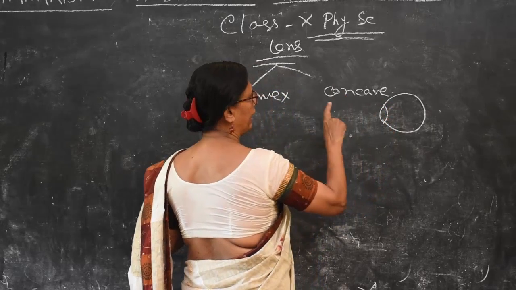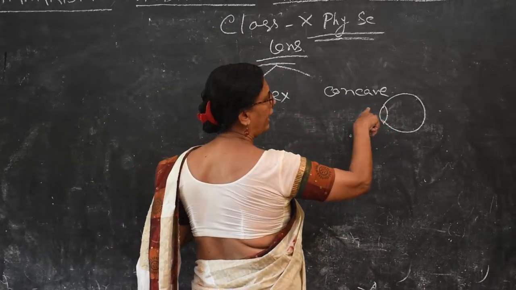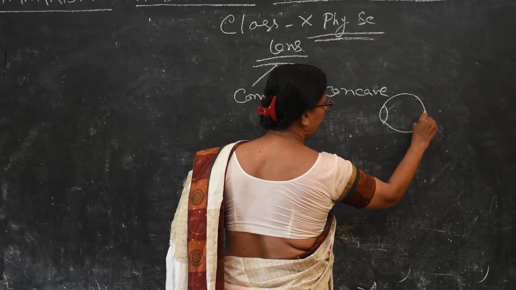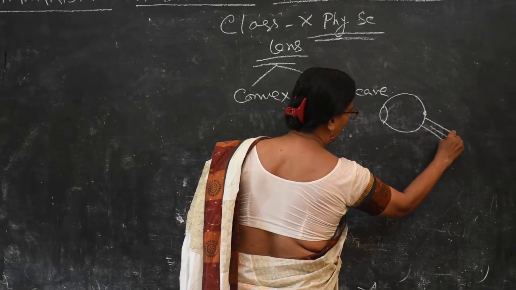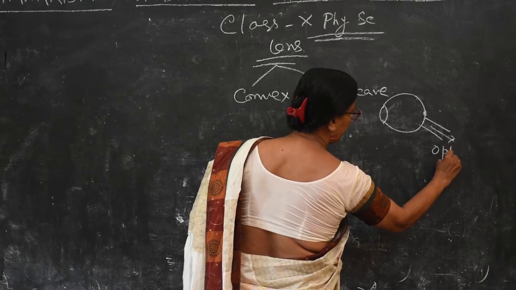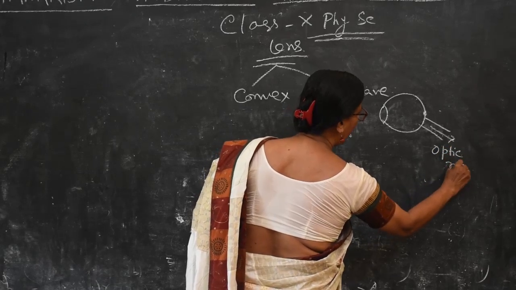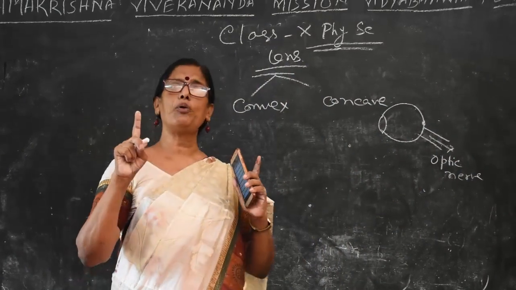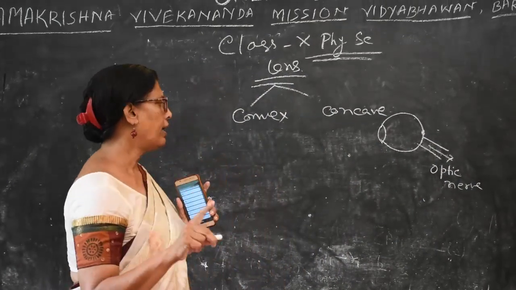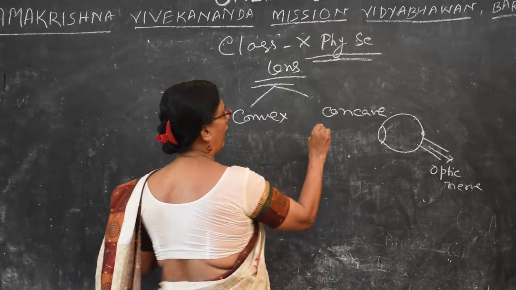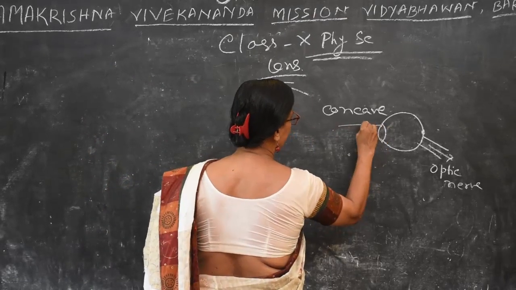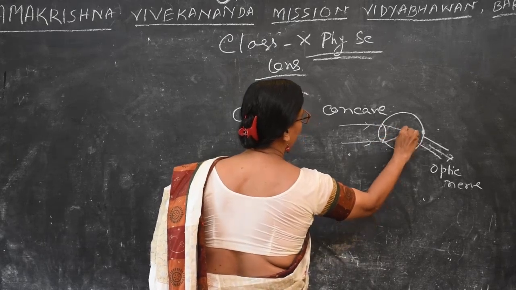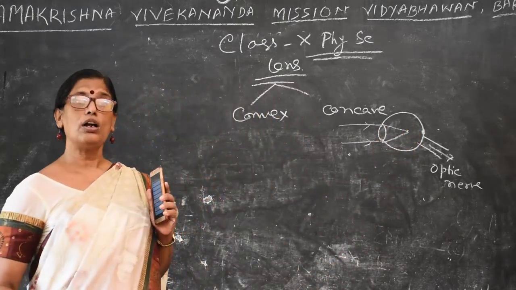Normal eye means if we send a ray, the picture is formed here. So the optic nerve takes it here, and carries it to our brain. The brain can produce the image properly. Now see, if the image comes like this, if it is formed here, it is called myopia.